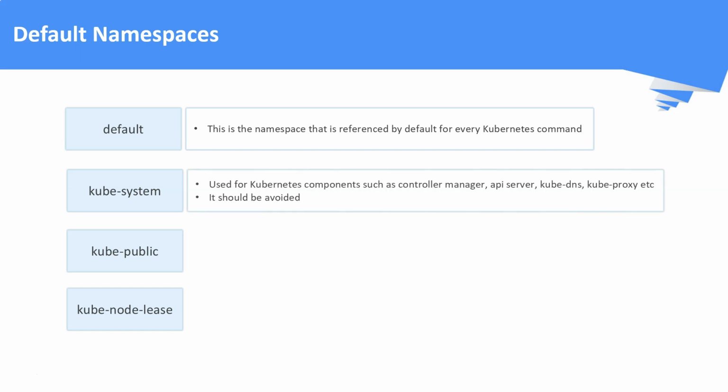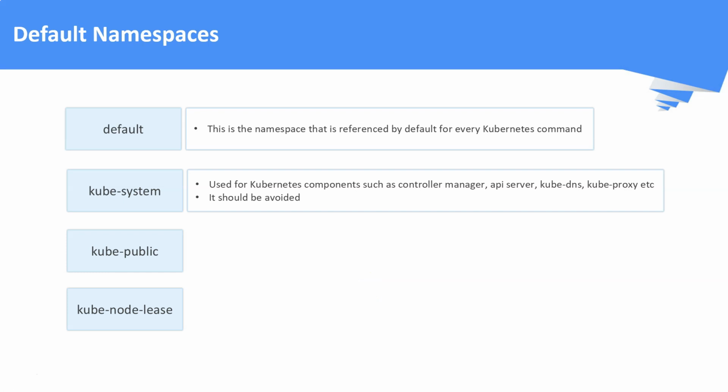Second is the kube-system namespace. All the Kubernetes cluster components like API server, controller manager, kube-proxy and DNS are deployed into this namespace. Ideally, this namespace should not be used for our application deployments.